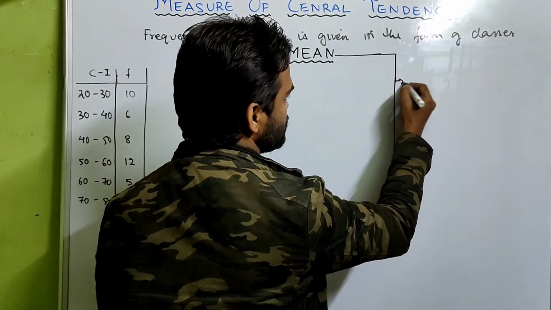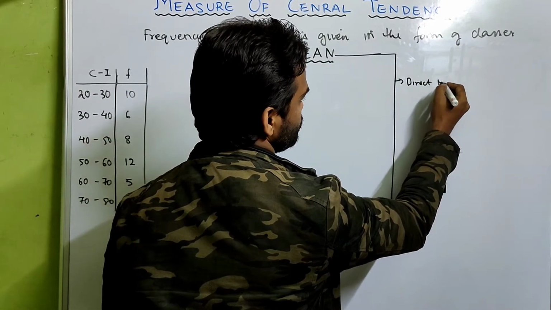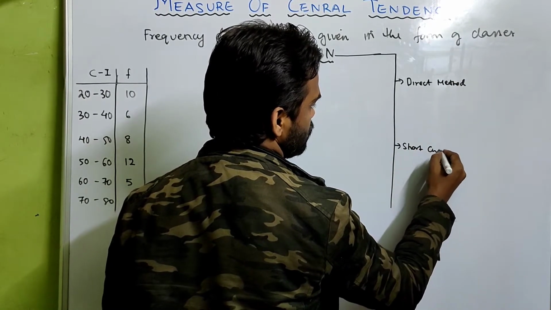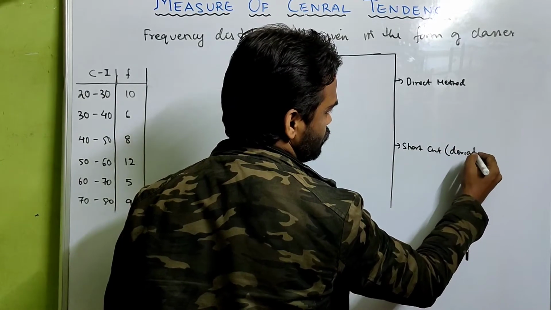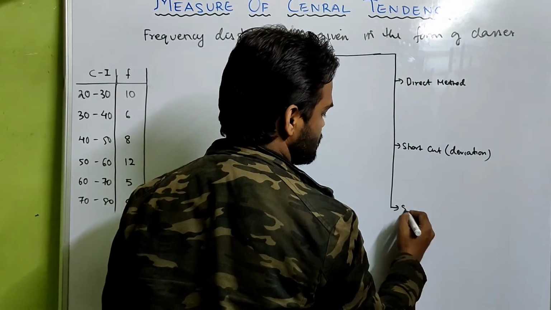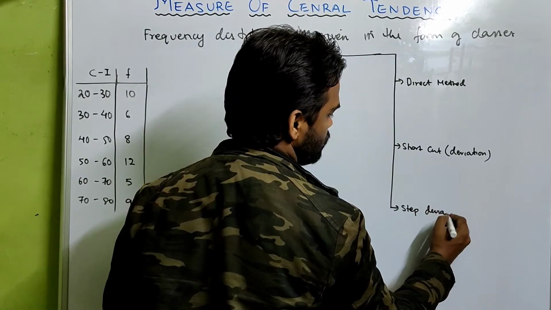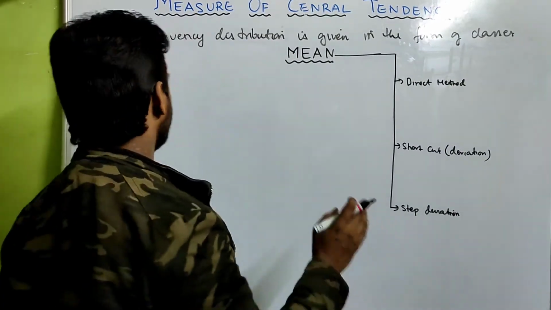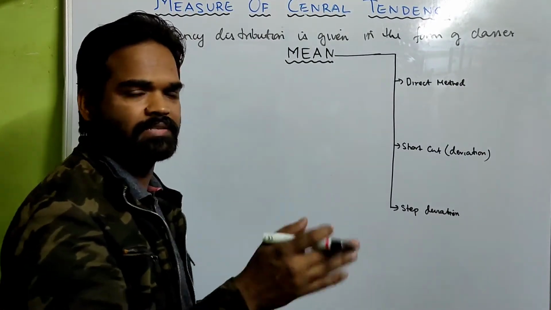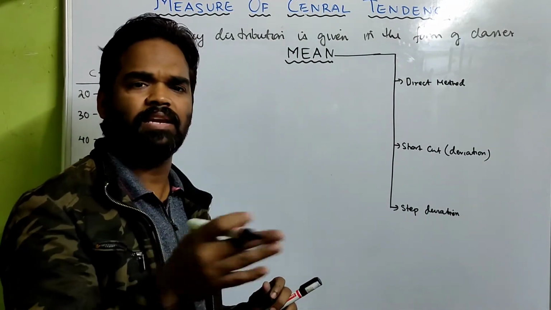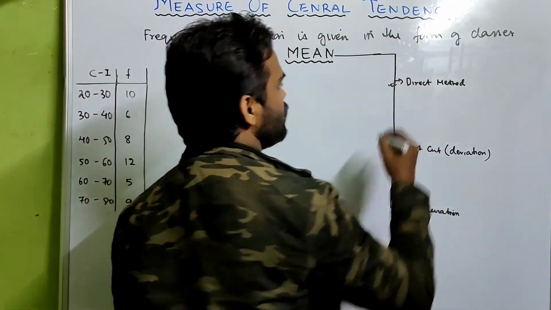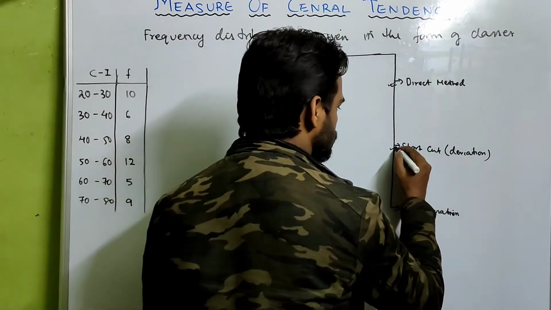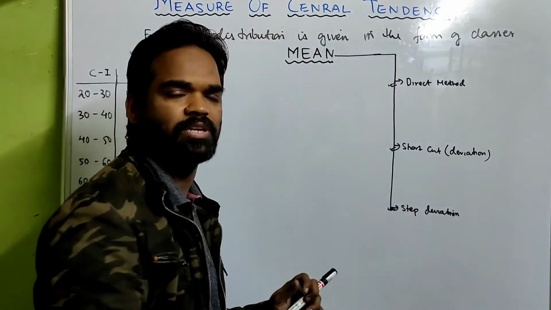The first is direct method. Next is your shortcut or deviation method also, and one is step deviation method. When the values of x and f, x is the class mark, are smaller, we generally use direct method. But when the values of x and f are larger, then we should use shortcut or step deviation method.